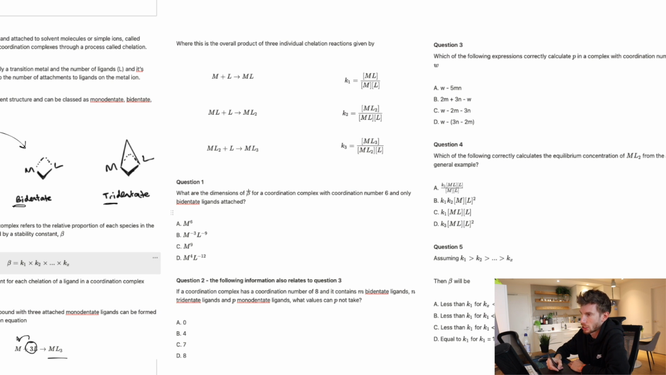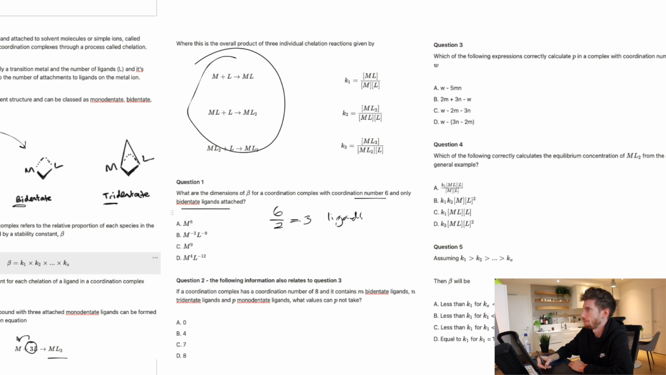So it says, what are the dimensions of beta for a coordination complex with a coordination number of 6 and only bidentate ligands attached? So first of all, if it has 6 attachments, but each of those ligands takes up 2, then it means 6 divided by 2, it has 3 ligands. So what that means is it has 3 levels, just like this one did, although this was a monodentate. And so that means that the beta value would be K1 times K2 times K3.